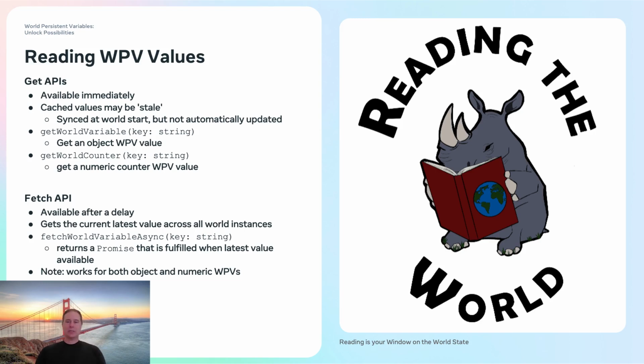And that value is cached at world start, and it's updated periodically when you do other operations, but it's not automatically updated. So you have to do something to update the cached value. And there are two APIs for this. There's get world variable, which gets the object type variable values, and there's get world counter, which gets the numeric counter type value.